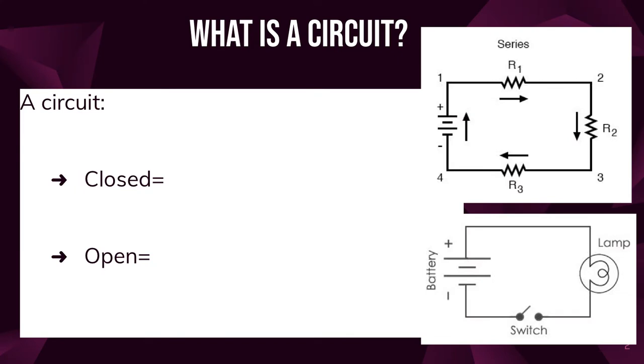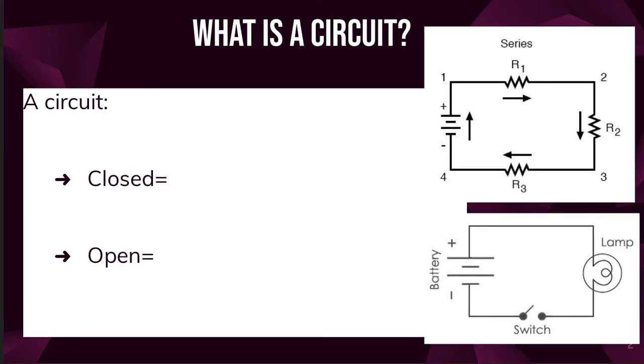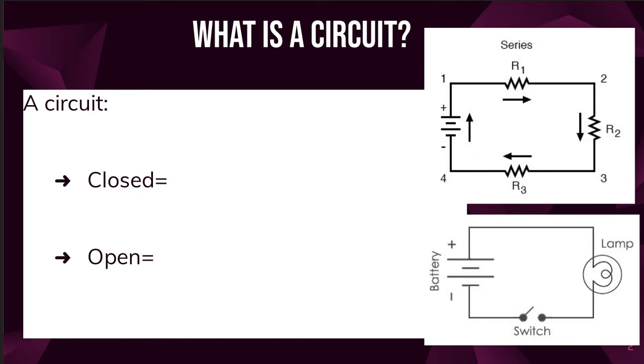All right, so to start us off, a circuit is going to be defined as a path or line in which our electric current is going to travel through.